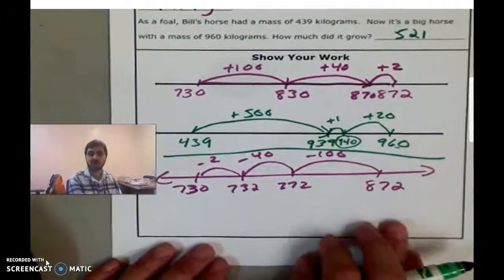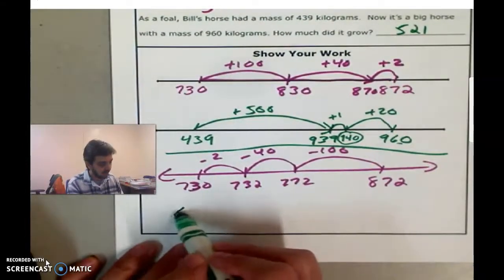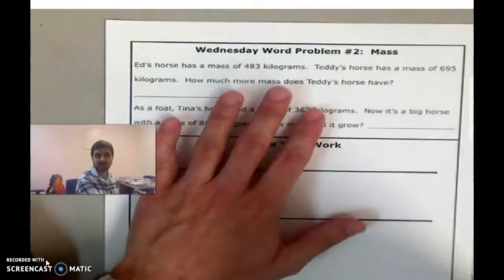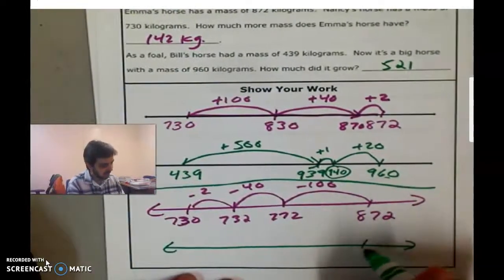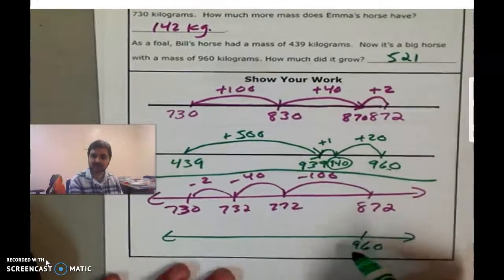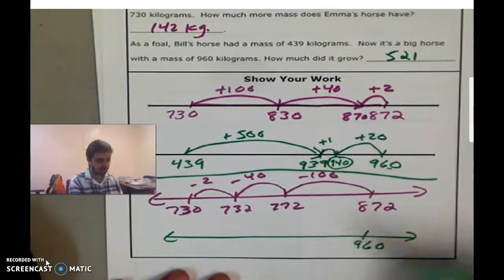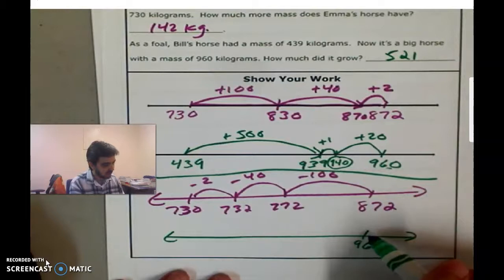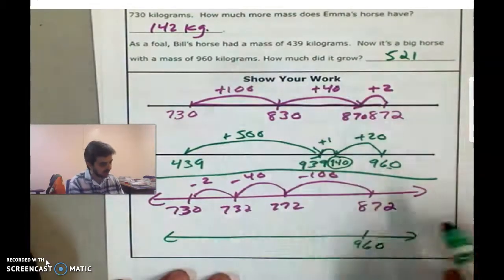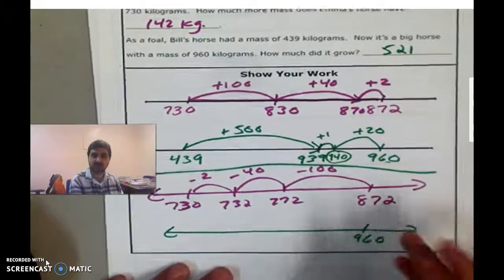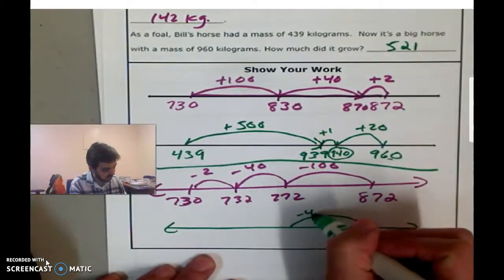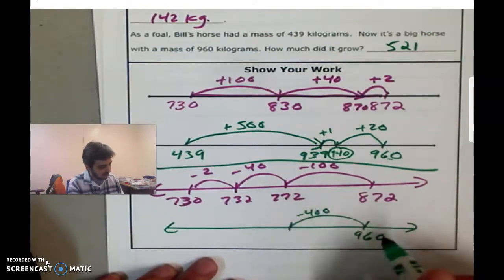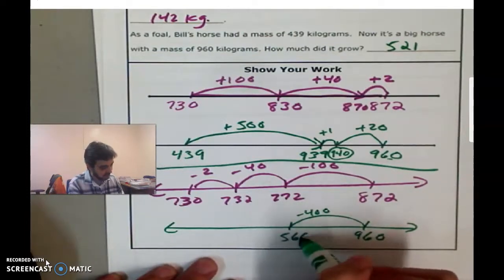I want to show you one thing real quick, kind of cool. And then you have your own word problems to work on. It's very similar to the ones that we just did, okay? But check this out. If I have 960 and I actually subtract 439, okay, watch what happens. So first I'm going to subtract 400, and I get 560. Okay?